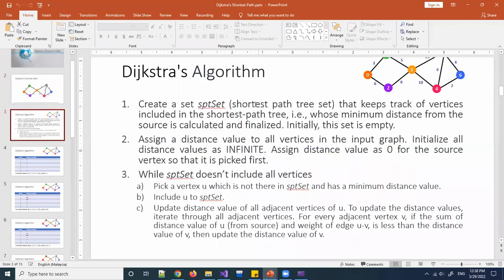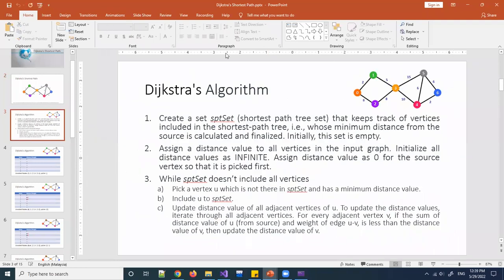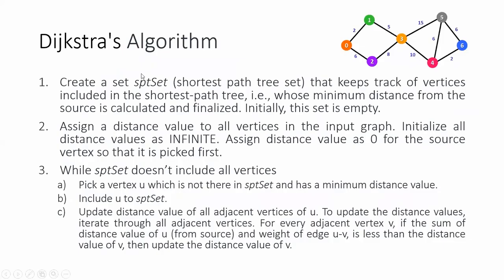So for the Dijkstra algorithm, to get the shortest path, what you need to do is you need to have 3 things. First thing is create the shortest path tree set to keep track of the vertices of the shortest path tree, which means the minimum distance from the source to the destination. Initially, this set that we keep would be empty.